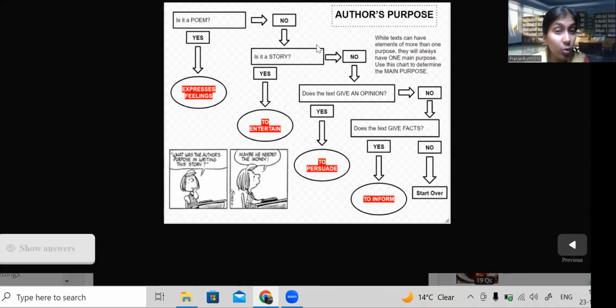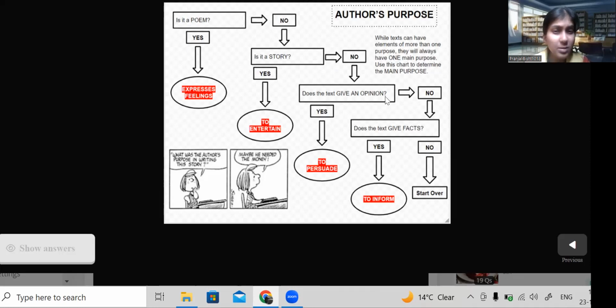Now if it's not a poem, it would be a story, and if it's a story, it would be meant to entertain. And then if it's not a story, does the text give an opinion? Is it argumentative? We have to see. Then it is to persuade. It is to give us some perspective, right? Like we just studied before.